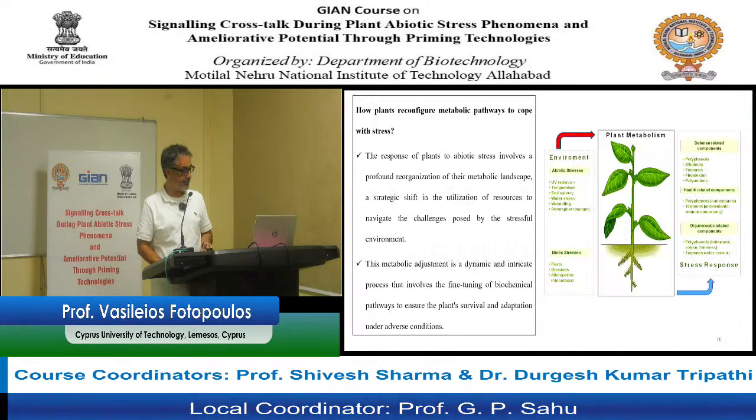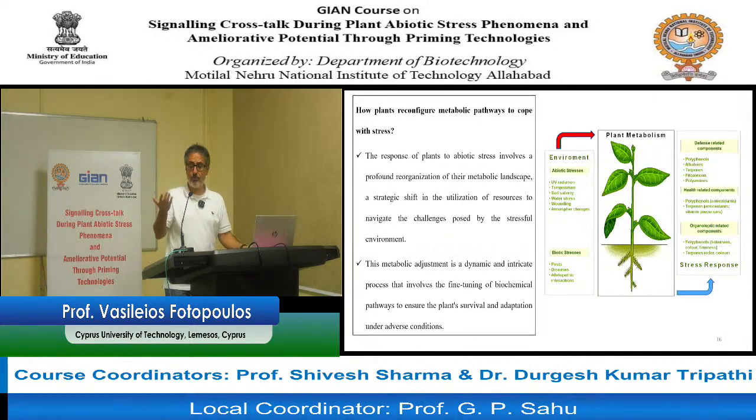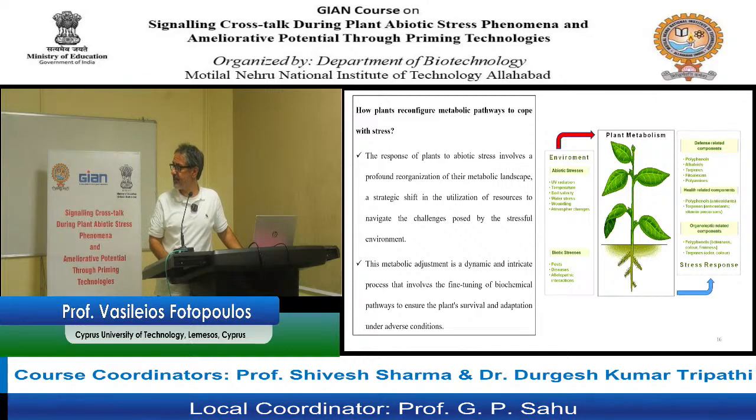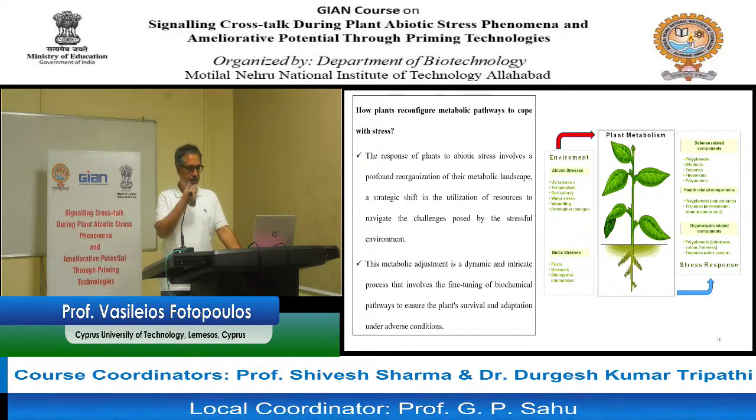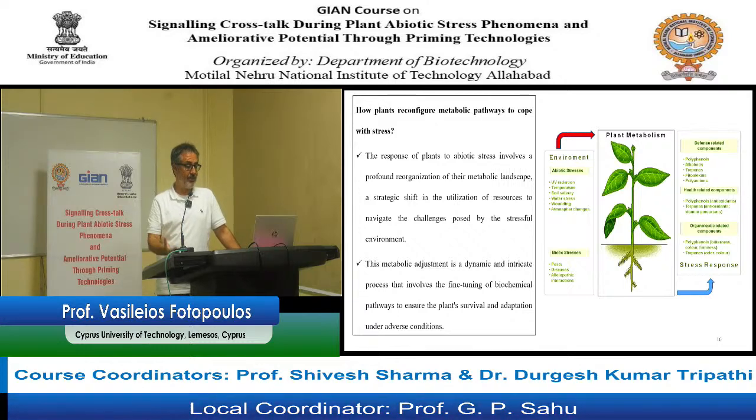So how do plants reconfigure these metabolic pathways to actually handle plant stress? The response of plants to stress involves a deep reorganization of their metabolic landscape, a strategic shift in the utilization of resources to navigate the challenges posed by the stressful environment.